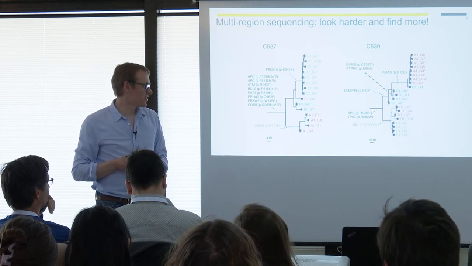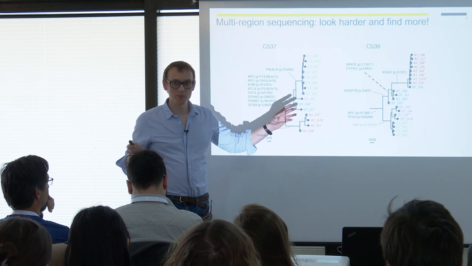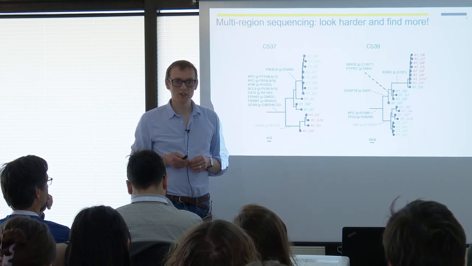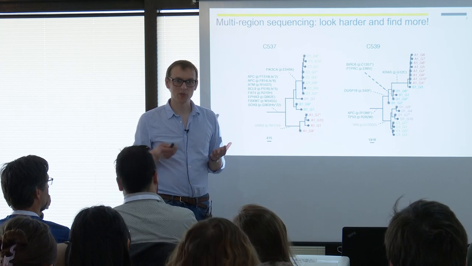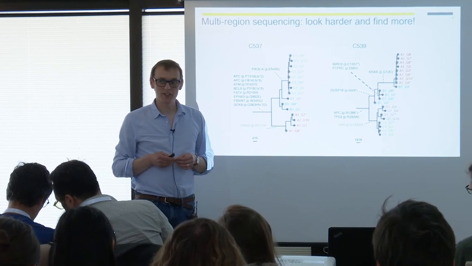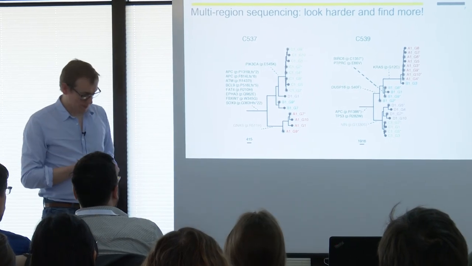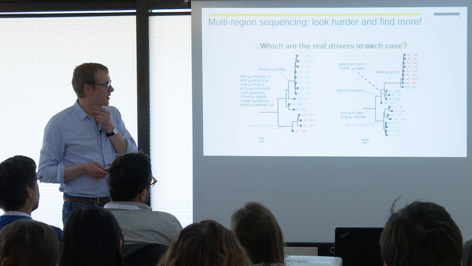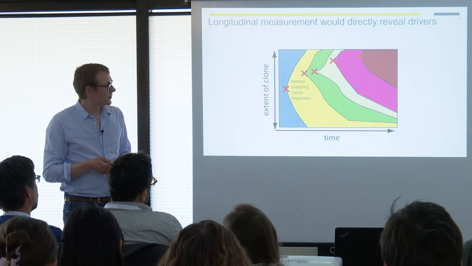And I would suggest to you that the more we sequence, if we have a limited budget and can sequence everything, we'd find more and more potentially functional drivers. And so this problem just gets worse, ironically, as our data gets better. All right, so the harder we look, the more we find. So what are the real drivers in each case?